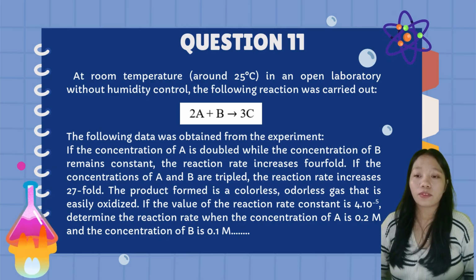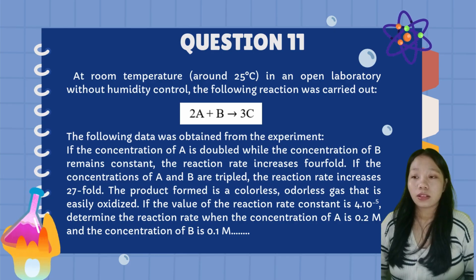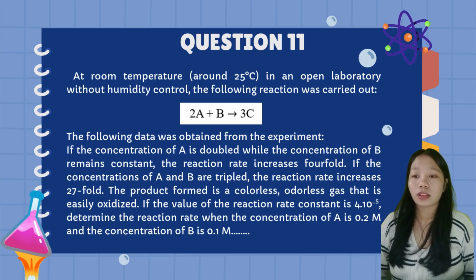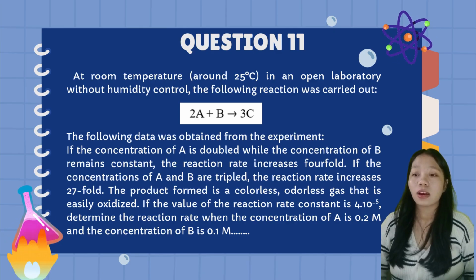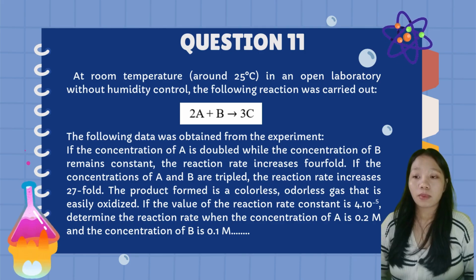If the concentrations of A and B are tripled, the reaction rate increases 27-fold. The product formed, colorless or odorless, is easily identified. If the value of the reaction rate constant is 4 times 10 to the power of minus 5, determine the reaction rate when the concentration of A is 0.2 M and the concentration of B is 0.1 M.